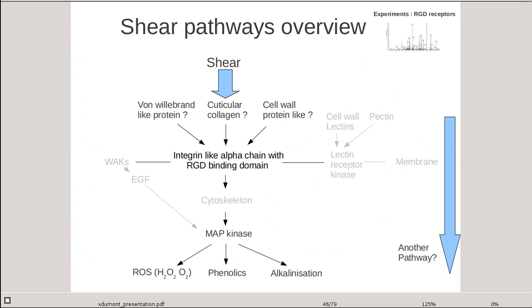Secondly, RGD partners have been identified. There are von Willebrand-domain proteins, collagens, cell wall proteins, and integrins. And thirdly, we've noticed that inhibition was always partial, which leads to the hypothesis of another shear response pathway. Now, let's have a look at the results published for the last 6 years.